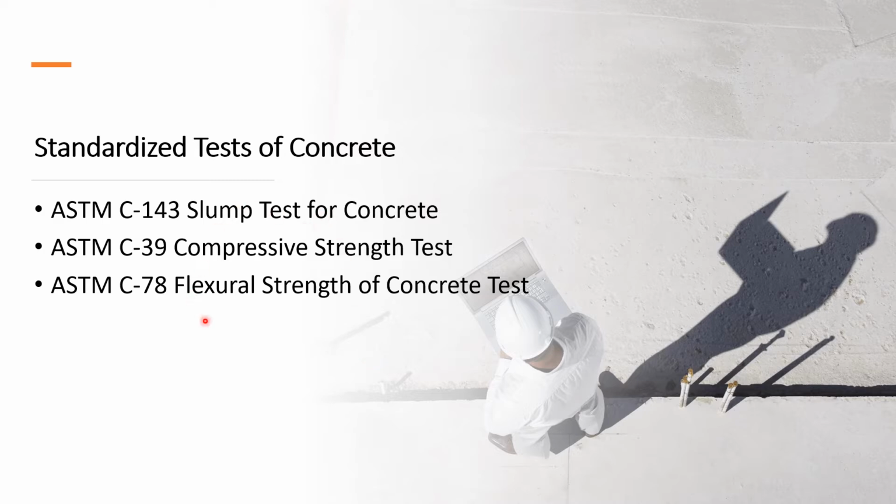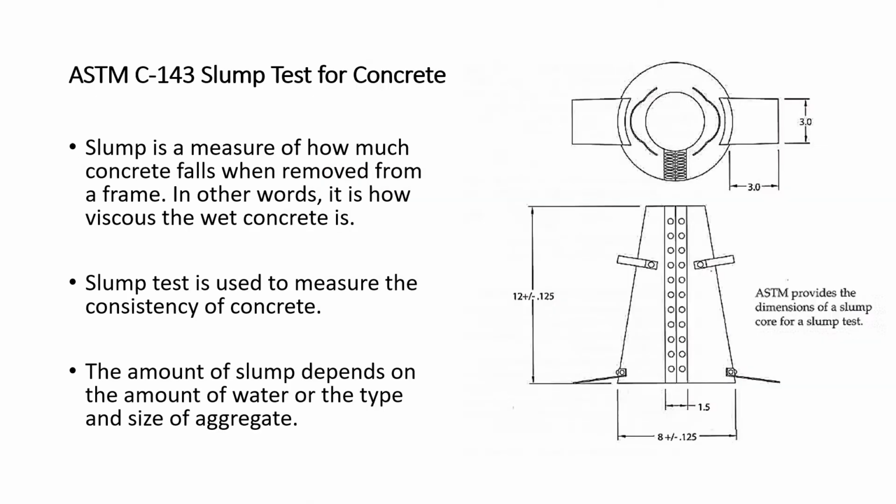Tests. So we have 3 tests. One is ASTM C143, commonly known as your slump test. ASTM C39, commonly known as your compressive strength test. ASTM C38 is your flexure test. The formal word is flexure strength of concrete test. We just call it slump test, compressive test, and flexural test.